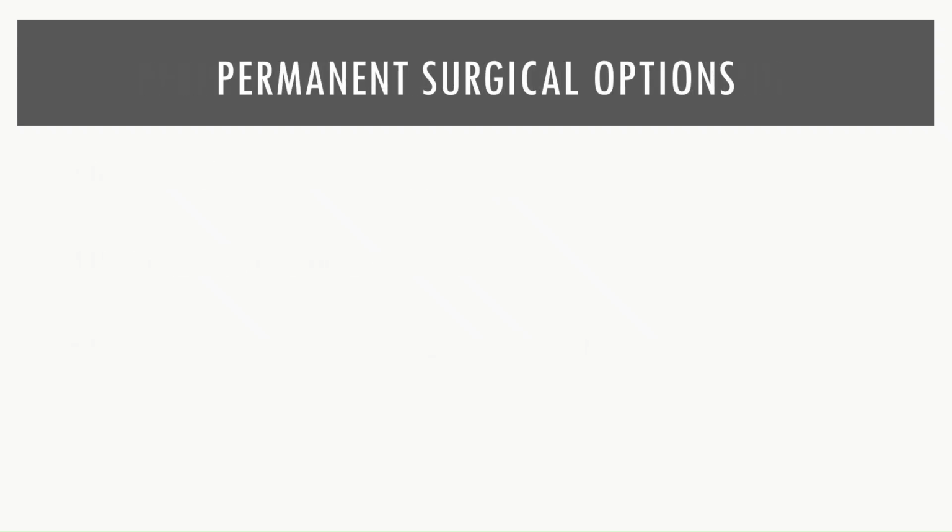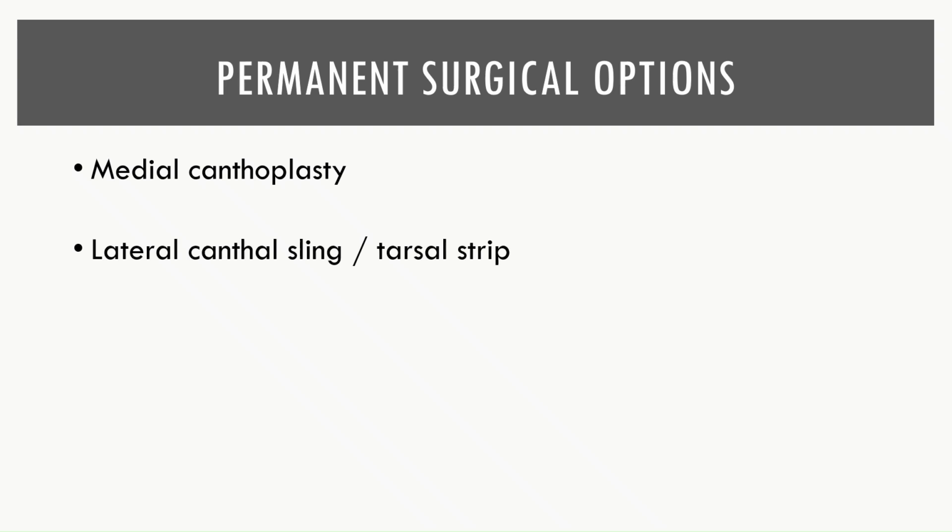Permanent correction involves a combination of procedures depending on the defect. Medial canthoplasty may be performed if the medial canthal tendon is intact. The eyelids are sutured together medial to the lacrimal puncta so that the puncta become inverted and the fissure between the inner canthus and puncta is shortened. Lateral canthal sling or tarsal strip may be used to correct residual ectropion and raise the lateral canthus. Upper eyelid lowering can be done by levator disinsertion.